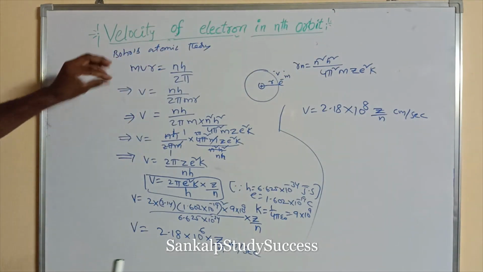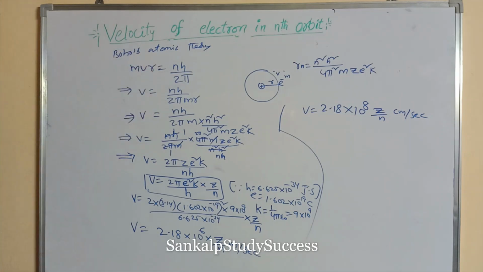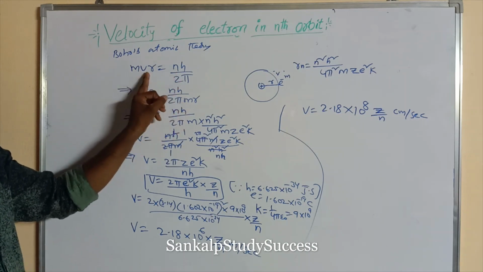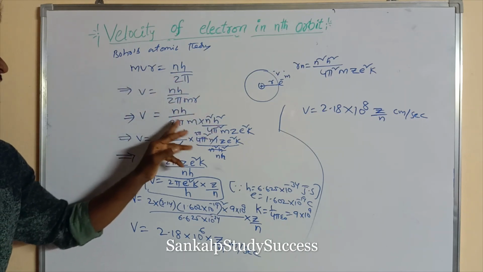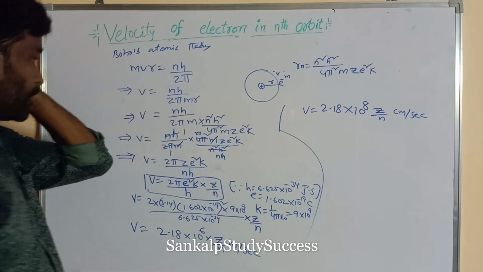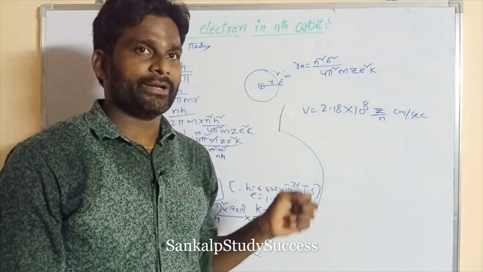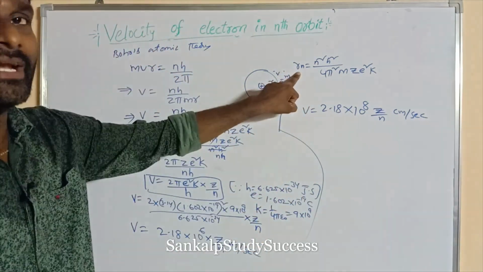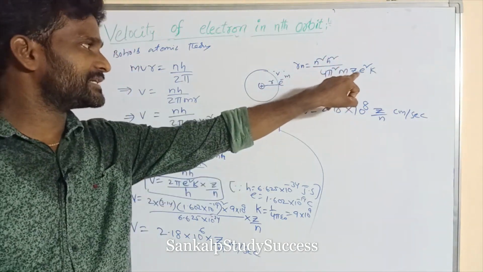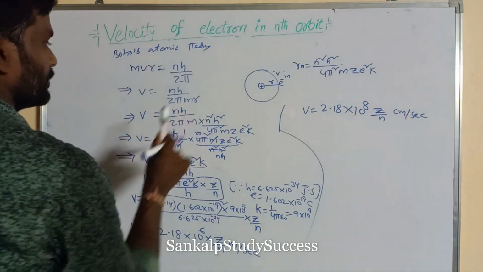So according to Bohr's atomic theory, Bohr's second postulate, mvr is equal to nh by 2 pi. So v can be written as v is equal to nh by 2 pi mr. We know that in the previous video, we calculated the radius of electron in nth orbit. What is that r? What is its value? rn is equal to n square h square by 4 pi square m z e square k. So that value is substituted in this equation.